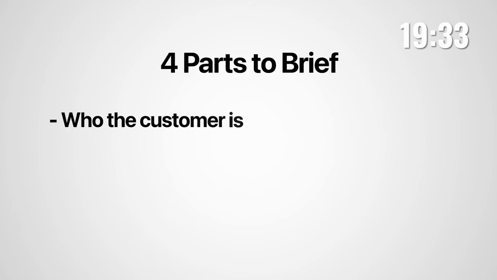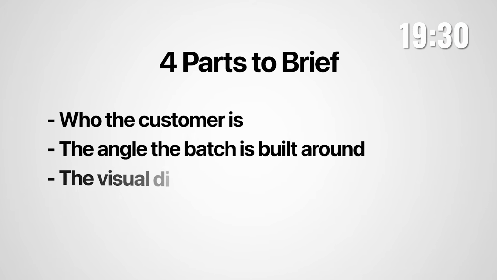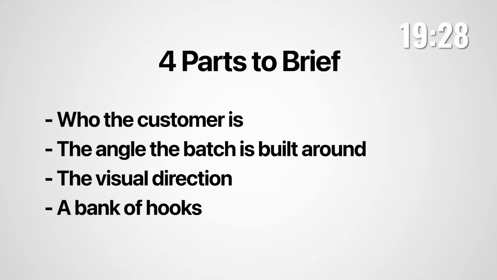Really: who the customer is, the angle the batch is built around, the visual direction, and a bank of hooks that we can pull lines from. If you can get these 4 right, then all the images will be cohesive and they'll be built around the same campaign with the same objective, and you'll actually start getting results with your ads.